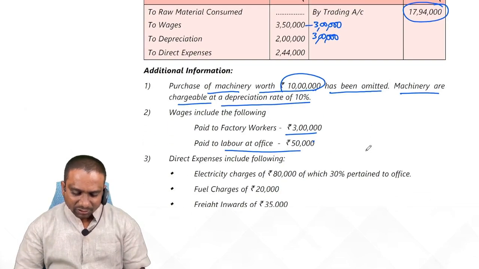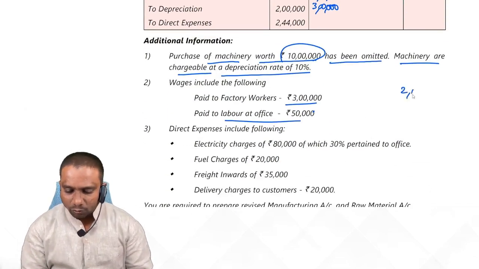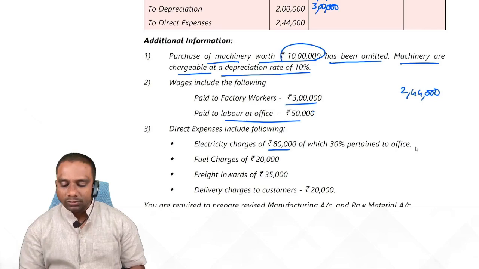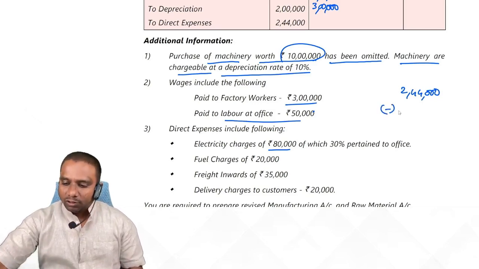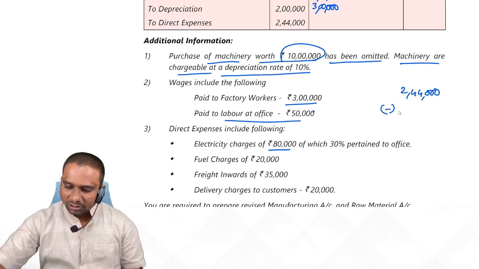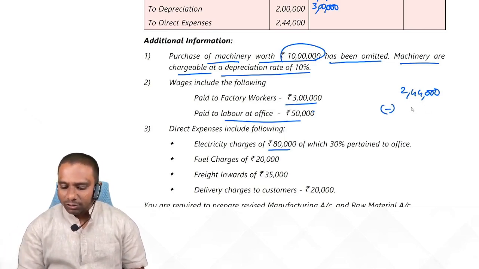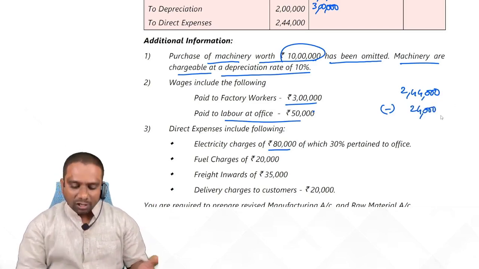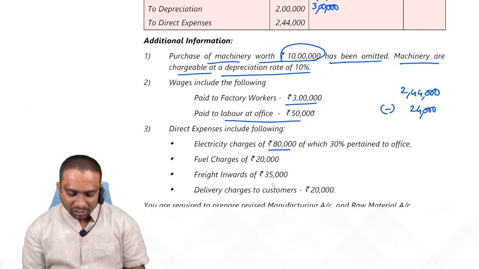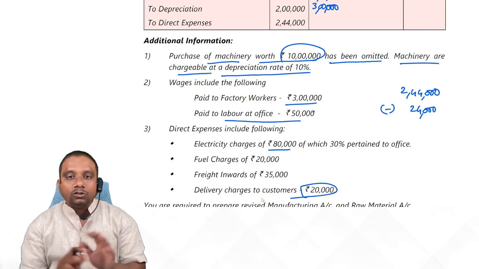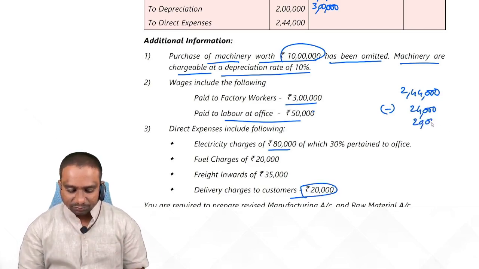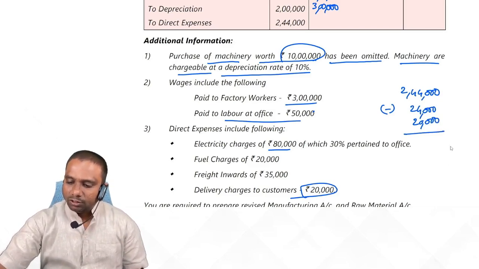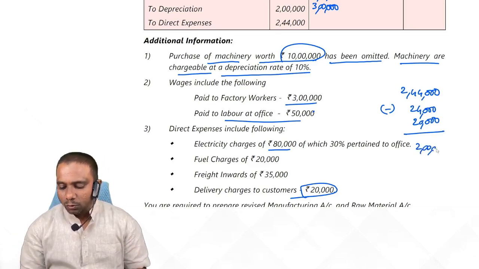Next one, direct expenses include the following. So the total 2 lakh 44,000 includes what? Electricity charges 80,000, 30% pertaining to office. Means out of 2 lakh 44,000, how much amount do we deduct? 80,000 into 30%, because 24,000 rupees relating to office is deducted. By mistake they have shown it in the manufacturing account. Next, fuel charges, freight inward, delivery charges to customer. This is also not considered, so 20,000. So how much do we deduct in total? 2 lakh 44,000 minus 44,000 we reduce. So finally we show 2 lakhs.